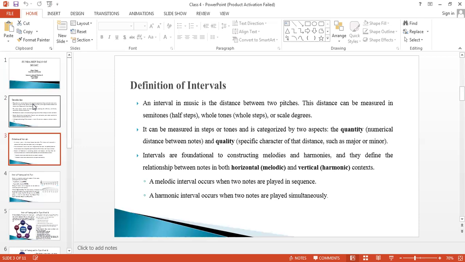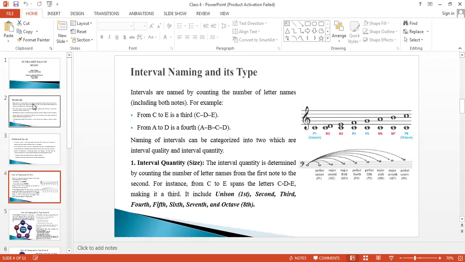major or minor. Intervals are foundational to constructing melodies and harmonies, and they define the relationship between notes in both horizontal, which is melodic, or vertical, which is harmonic context. The melodic interval occurs when two notes are played sequentially, while the harmonic interval occurs when two notes are played simultaneously. We have something called interval naming in music.